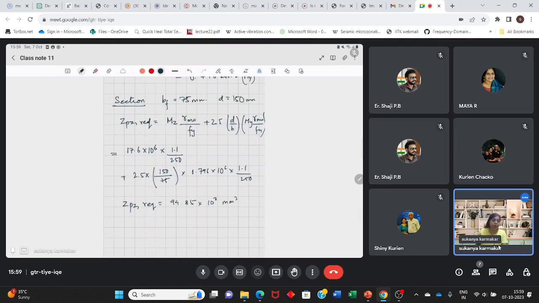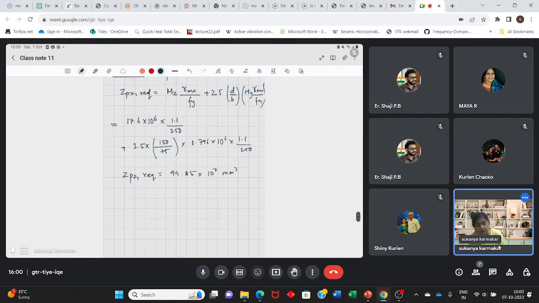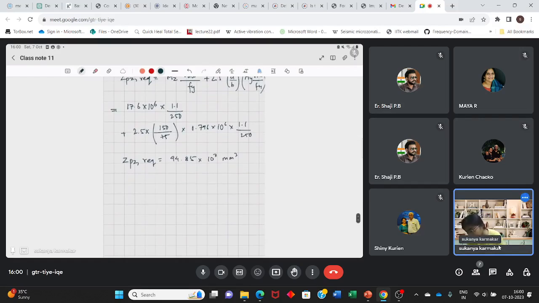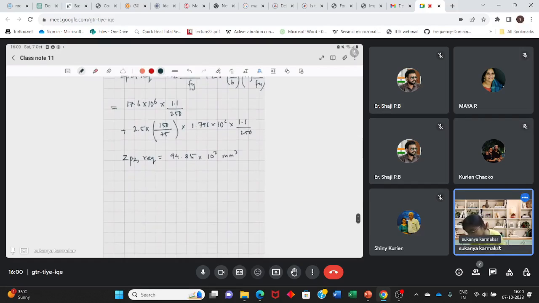So from the section handbook, you need to select such a section which has the plastic section modulus about the stronger axis equal to this or greater than this. So let's select ISMB 150. Now let's select ISWB 150. Okay. So we are selecting ISWB 150 at the rate of 166.77 N per meter.